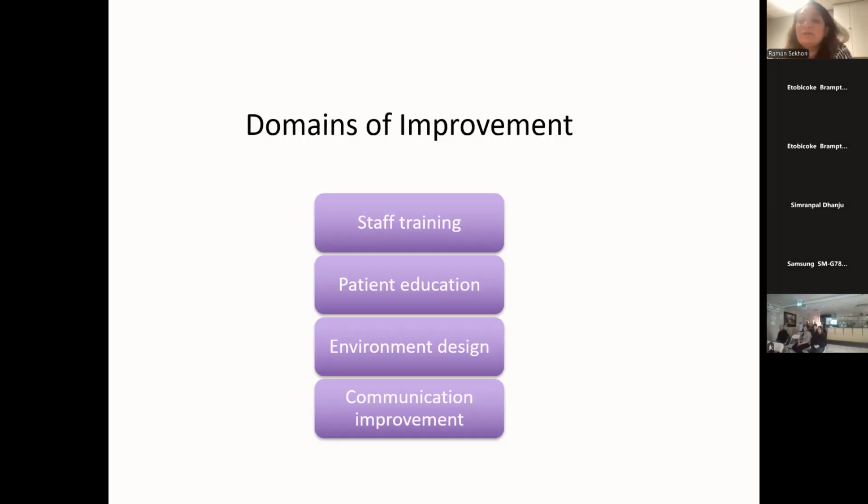Along with the above domains, there should also be flexibility of rules. Flexibility of rules means that if a parent wants to stay with the child, he or she should be allowed to stay. If two parents are not allowed, at least one should be there with the child throughout the night.